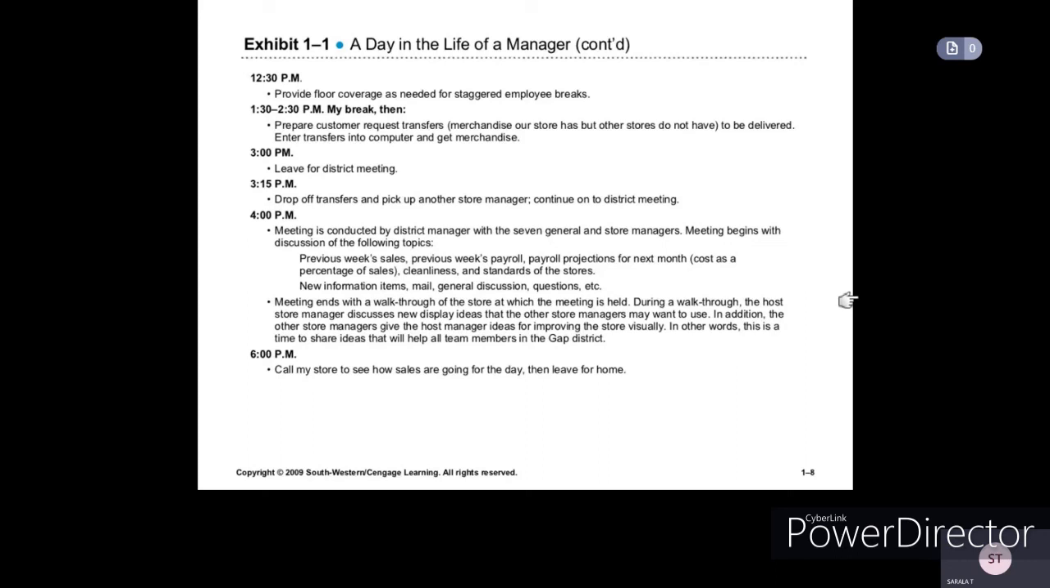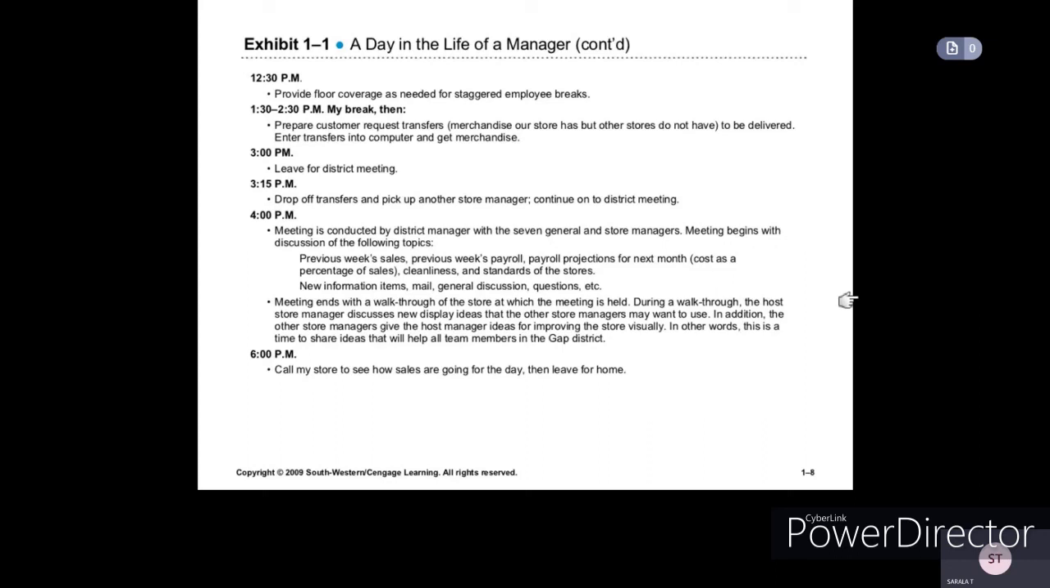And at 4 p.m., the meeting is conducted by the district manager with the general managers and store managers. The meeting begins with discussion of the following topics: previous week sales, previous week payrolls, payroll projections for the next month, cost as a percentage of sales, cleanliness and standards of the store, new information items, mails, general discussion, questions and all. Everything will be discussed in the meetings.